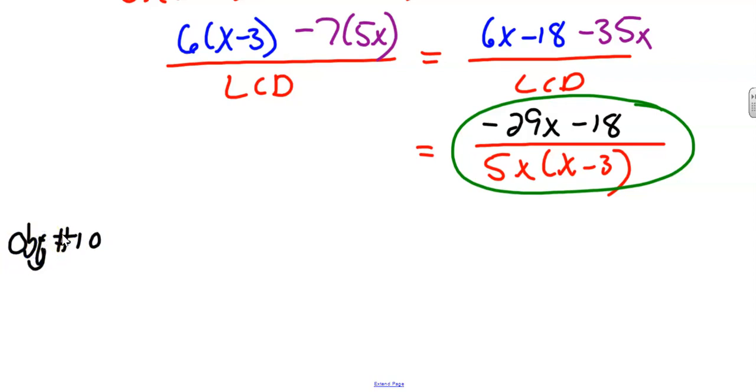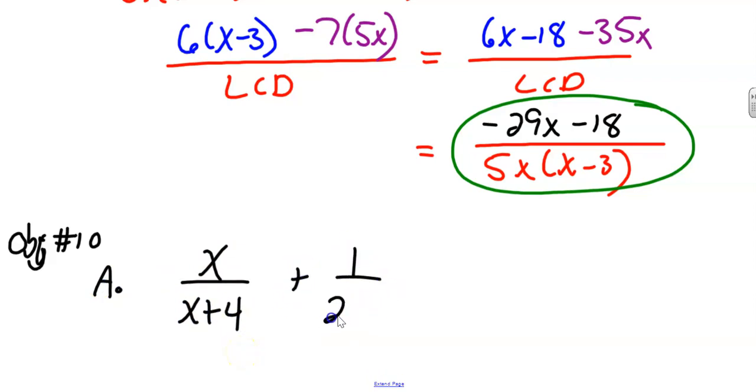Okay, and objective 10. Same setup with this one. The only thing that's different about objective 10, it's still the linear denominators. The only thing that's different is now you actually have a few things in common with these. So we'll have x over x plus 4, and then 1 over 2x plus 8.